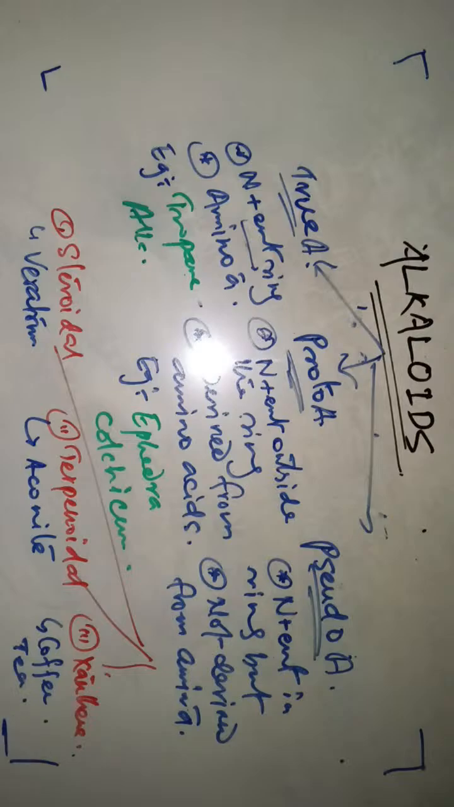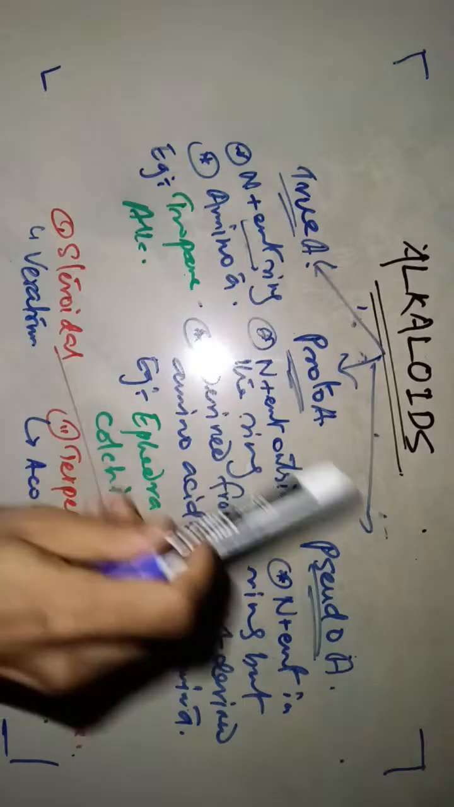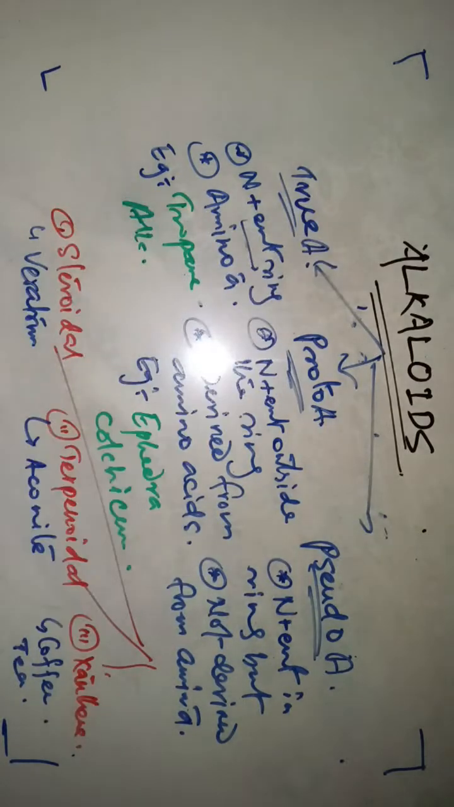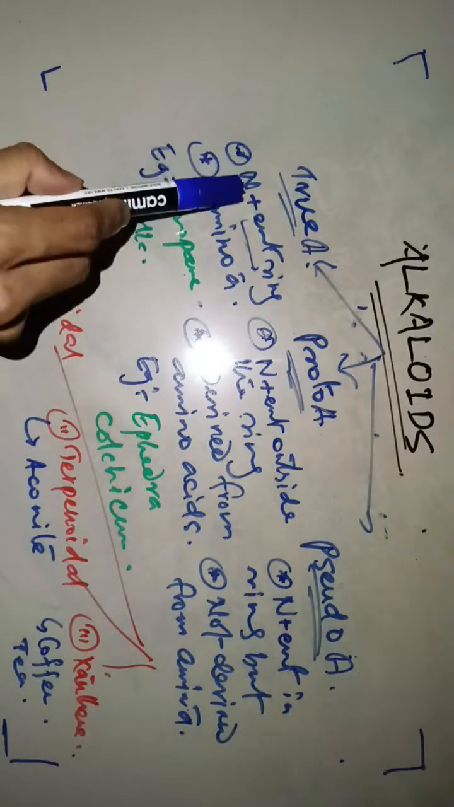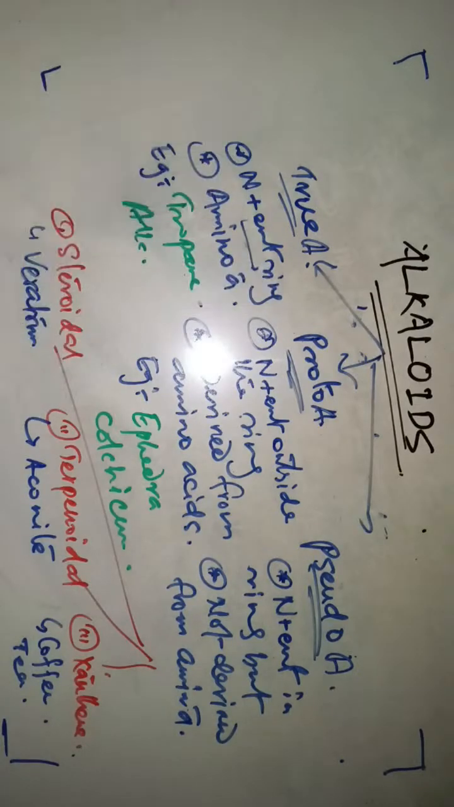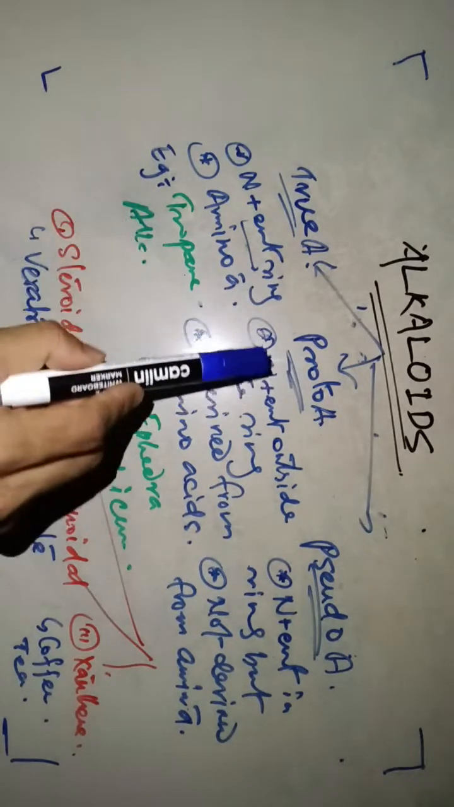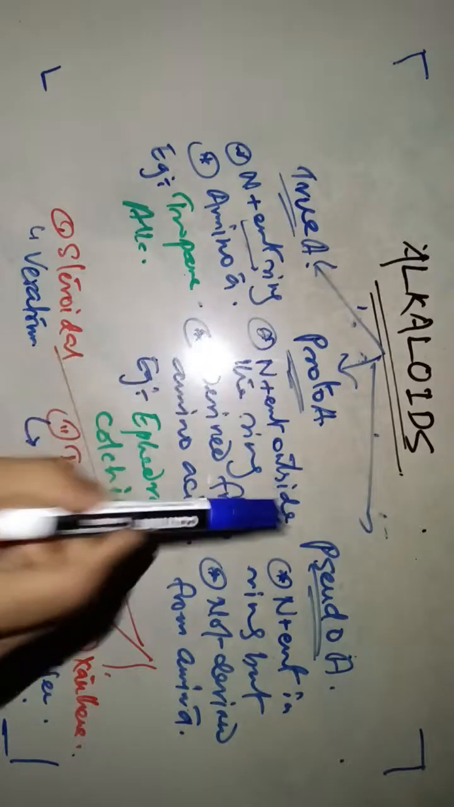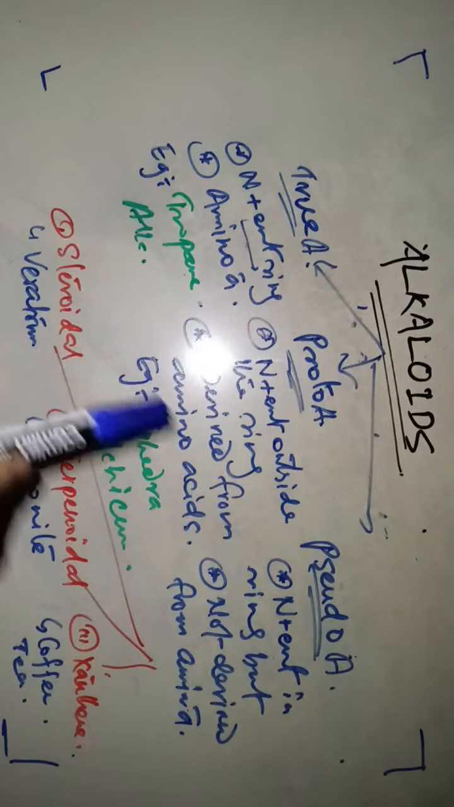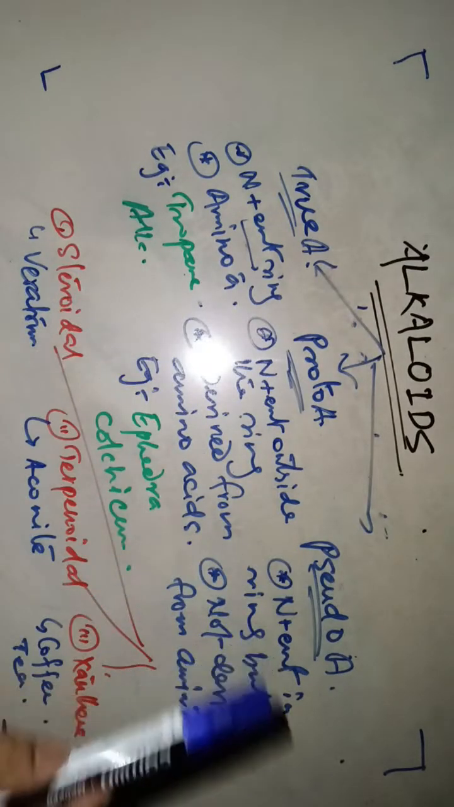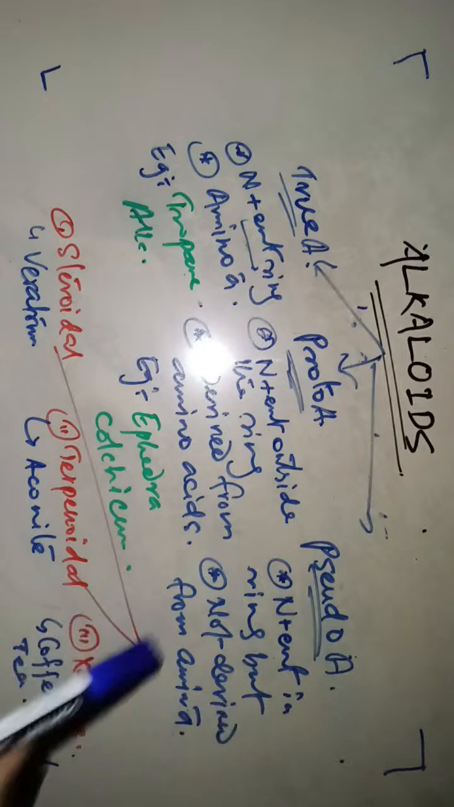Can you please repeat after me? Once revise, please. The alkaloids are classified into mainly three types: true alkaloid, protoalkaloid, and pseudoalkaloid. Out of that, true alkaloid has nitrogen present in its ring, and it is derived from amino acid. Example is tropane alkaloid. Next is protoalkaloid. Protoalkaloid has nitrogen, but it is present outside the ring, and it is also derived from amino acid. Whereas pseudoalkaloid has nitrogen present in the ring, but it is not derived from amino acid.